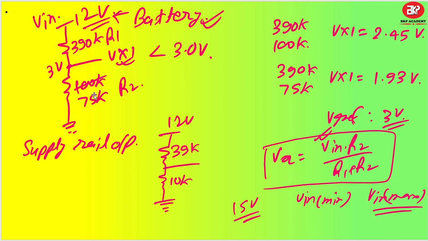Now one more thing, why we are taking 390 kilo ohm and 75 kilo ohm is, since this is a battery, there will always be a current flowing through these two resistors. 390 kilo ohm plus 75 kilo ohm, so the total current will be V in by total R1 plus R2. That much current will always be flowing, which will be a leakage current, and it will be getting wasted. I don't want to waste much of the current. That's the reason I have taken higher values.